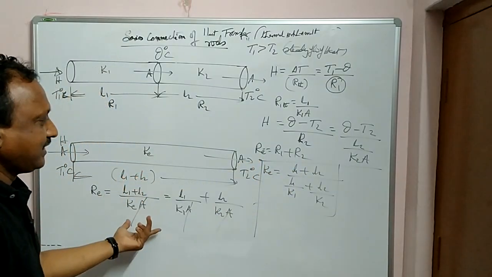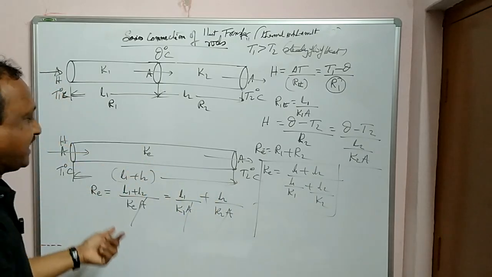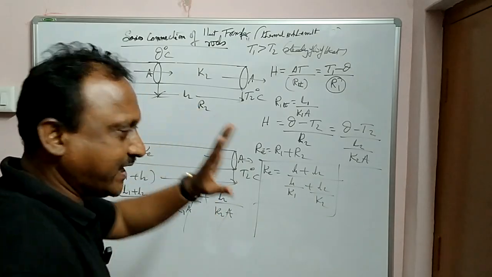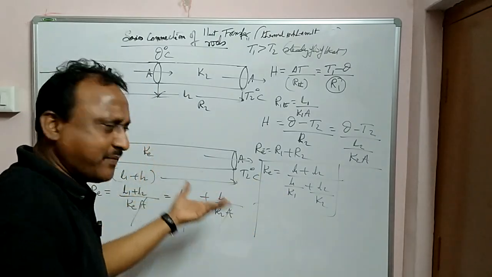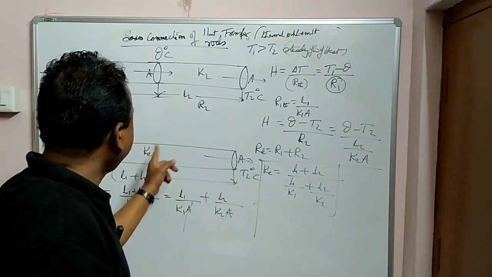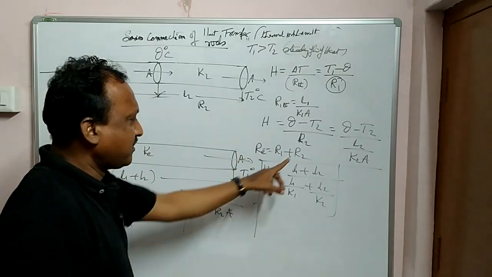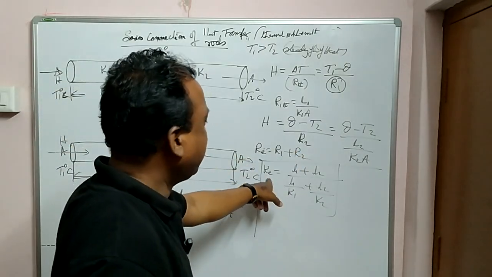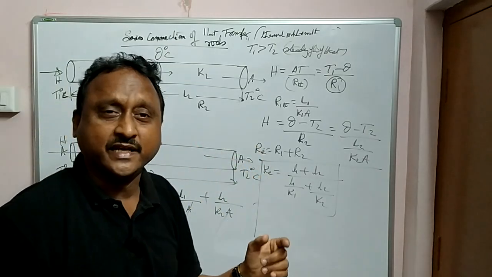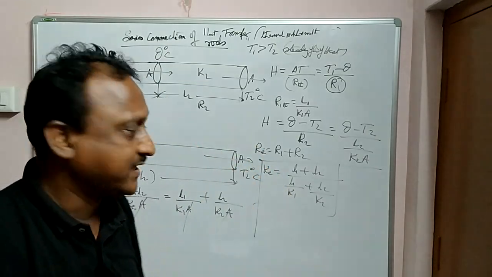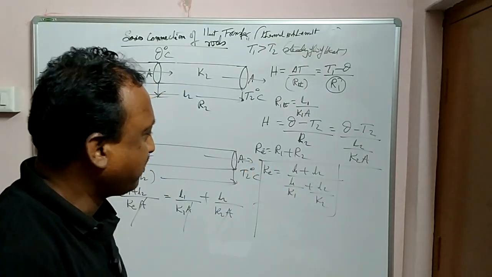So what is Re here? L by Ka, and L here is the effective length, L1 plus L2 by Ka. Area is constant here. Same area I am taking. If area is different also, you can put the value and you will get some values. But same area we have taken. And what is R1? L by Ka, that is L1 by K1A. So when you add up, finally I got the derivation. The effective coefficient of thermal conductivity when rods are in series is L1 plus L2 by L1 by K1 plus L2 by K2.